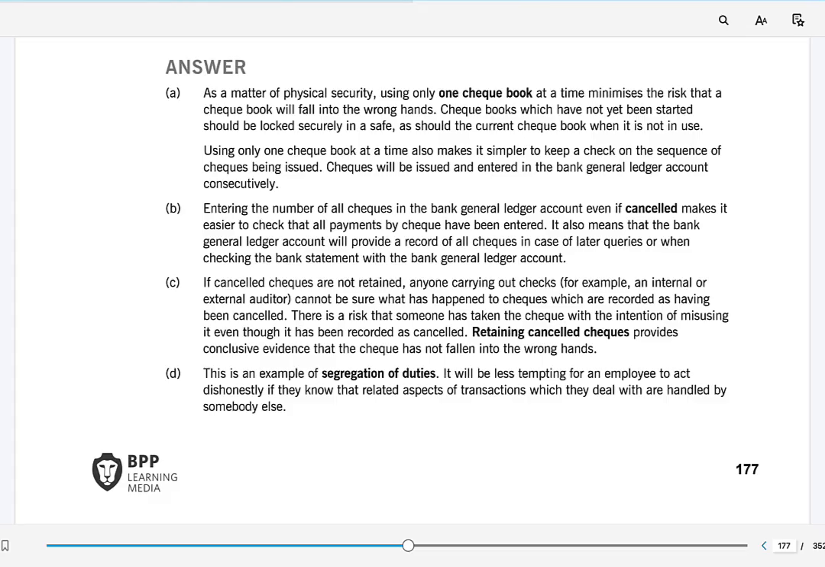First reason, canceled checks prove what happened. If a check was canceled, the business must be able to prove it. Keeping the check shows it was canceled properly. It shows the check was not used. It shows the cancellation was real.